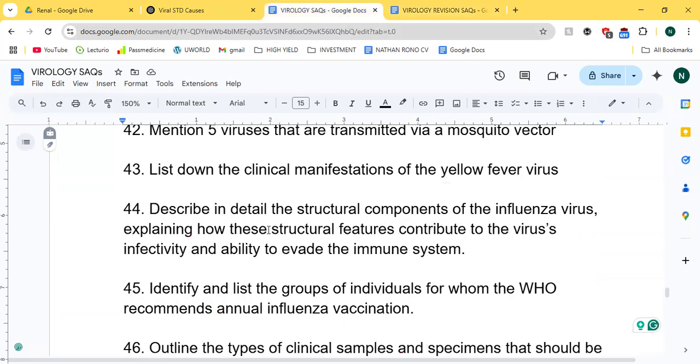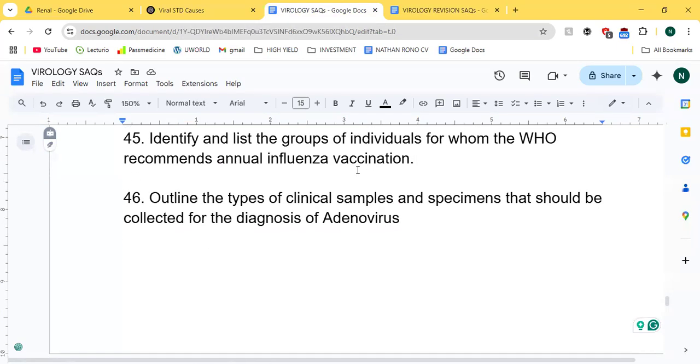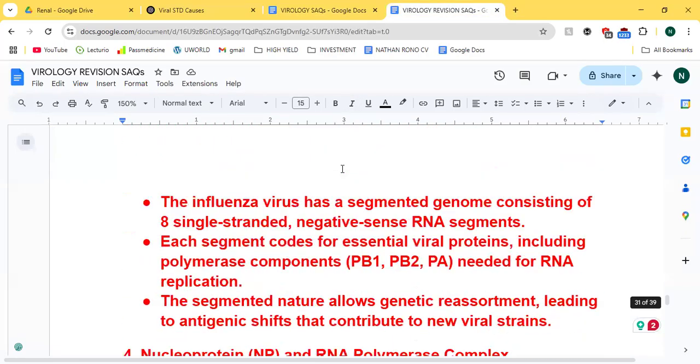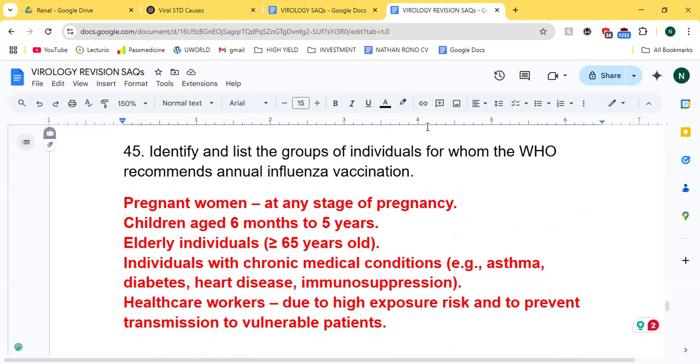Higher. The next one. Identify and list the groups of individuals. So this one I lifted from your notes. For whom the WHO recommends annual influenza vaccination. There are actually 5. So here you cannot guess. I mean, yeah, you can try guessing, but there are actually 5 because it is the WHO who recommend it. Yes, answers in the chat. So this is the WHO one, very specific.